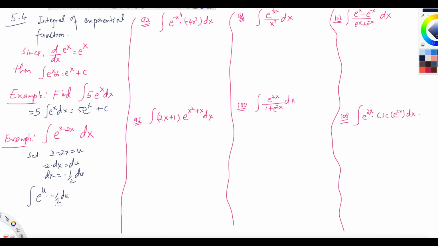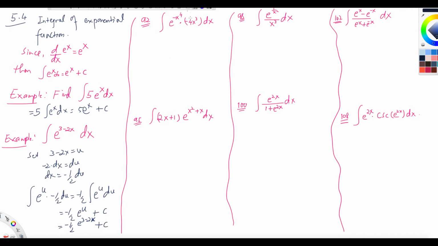So here this integral can be written as e to the u times negative 1/2 du, right? Because dx is negative 1/2 du, and 3 minus 2x is u. So negative 1/2, and you got e to the u du. So we use that formula, right? If there is x and then dx, then e to the x plus c. Since there is u, it will be negative 1/2 e to the u plus c, right? But what is u though? 3 minus 2x. So the final answer is negative 1/2 e to the 3 minus 2x plus c. That is the final answer.